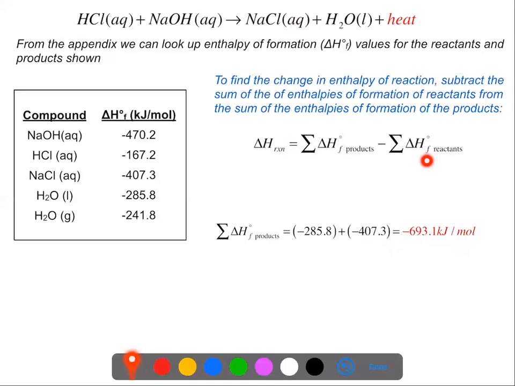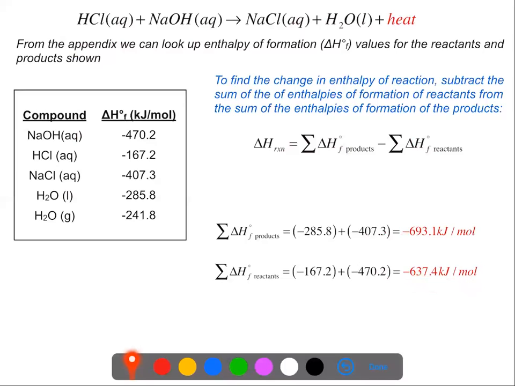We're going to do the same thing for our reactants now. We're going to look up sodium hydroxide and HCl. And if we do that, we see HCl is negative 167.2. And then we're going to add to that our negative 470.2 for sodium hydroxide. And we get negative 637.4 kilojoules per mole.